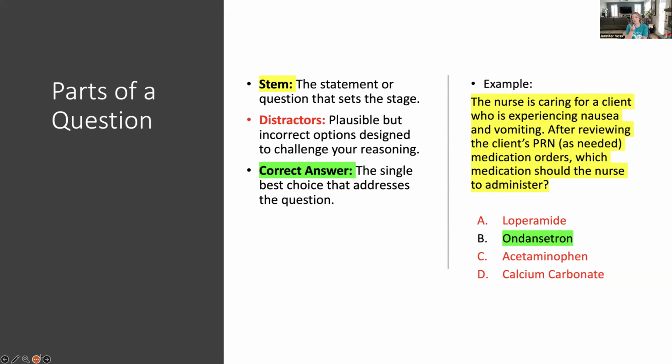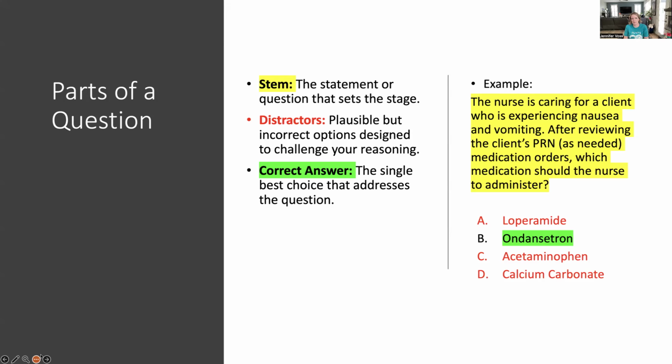So STEM is actually the question itself. Sometimes it's very straightforward. It's like, the drug loperamide does this. Or, it wouldn't say that. It would say, what does the drug, so it's a one sentence question. Sometimes it paints this whole big scenario, right? Like, here's this patient, here's their medical history, here's their current vital signs, here's the assessment findings. So we can have very short and to the point stems, and we can have stems that are really setting the stage for a big scenario question, right? But the stem is the question itself.